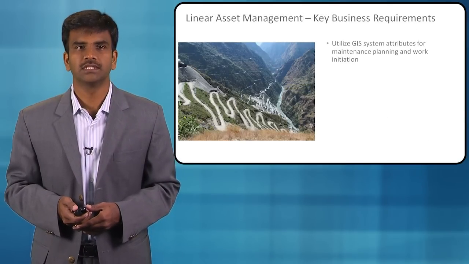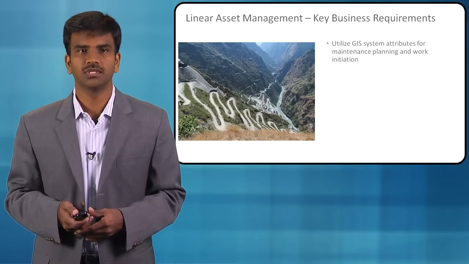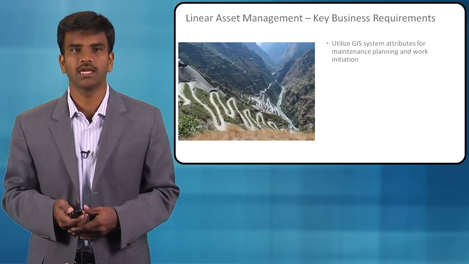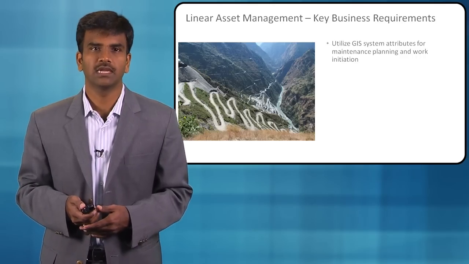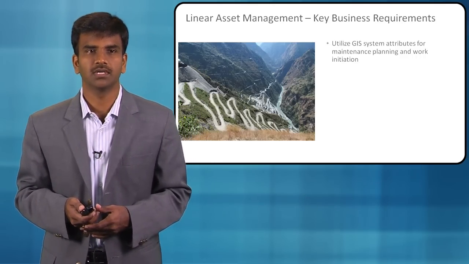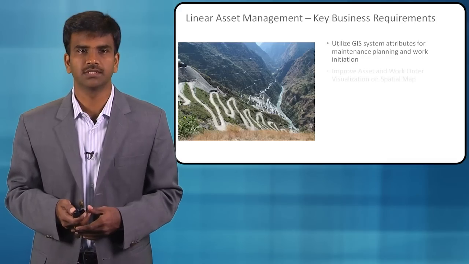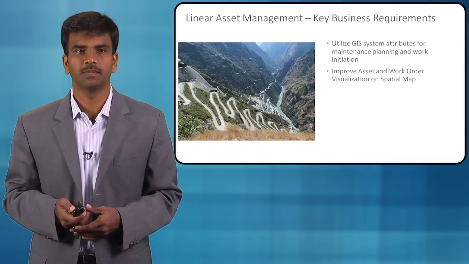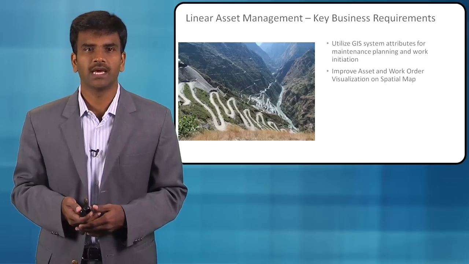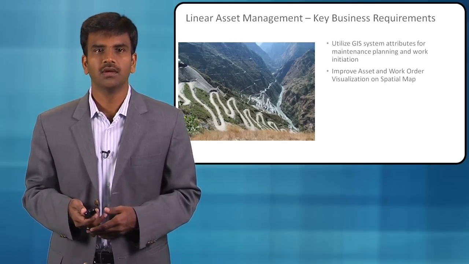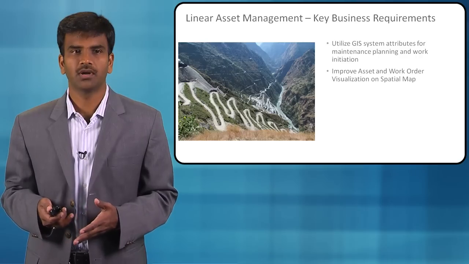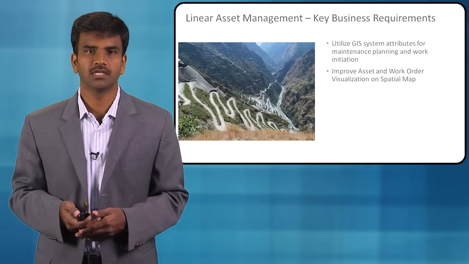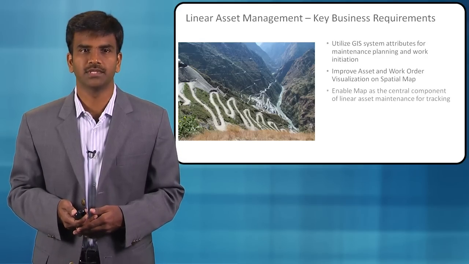So some of the key business requirements that are part of this particular solution feature is to utilize the GIS system attributes for maintenance planning and work initiation. These are some of the key requirements that we have come across from the customers who are into the linear asset business. And also we should have improved asset and work order visualization on the spatial map, so that the maintenance planners and the executors can view the asset and work order on the map in a far better visual manner, and they'll be able to trigger their maintenance action from the spatially located assets from the map itself.